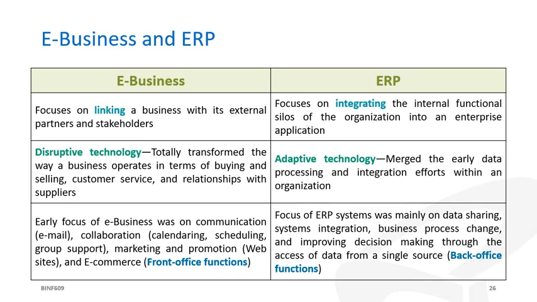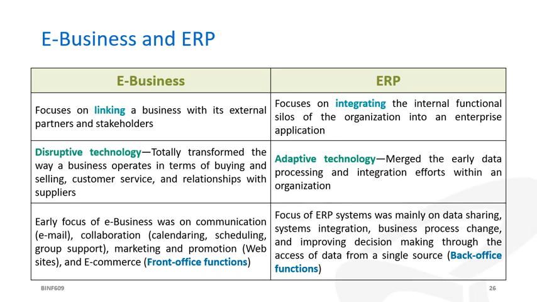On the other hand, ERP technology succeeds in integrating business processes across the organization and in providing central repository of all data, information, and knowledge, thereby increasing organizational efficiency and working productivity. Second, e-business is a disruptive technology where e-business practically transformed the way business operates in terms of buying and selling, customer service, and its relations with suppliers.